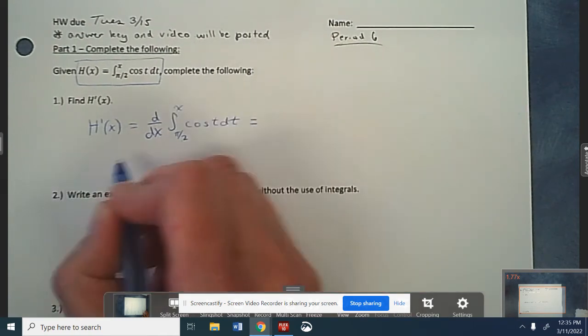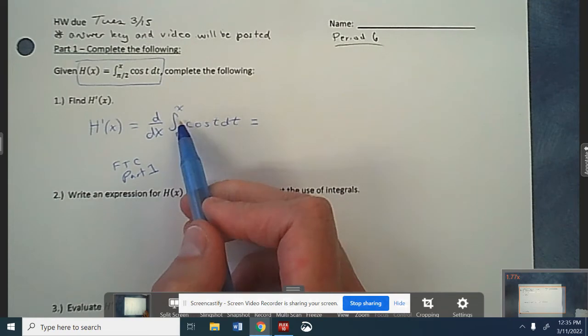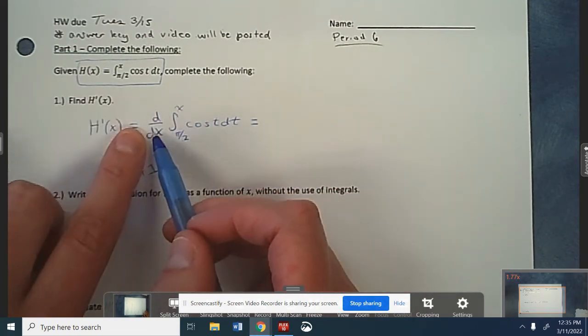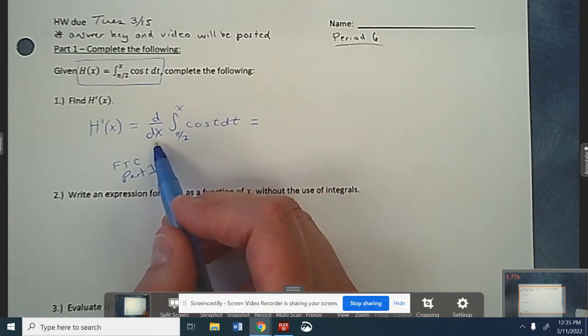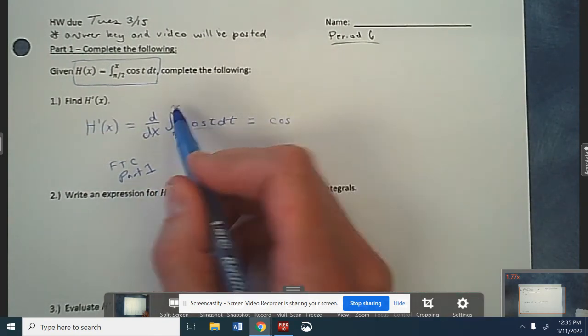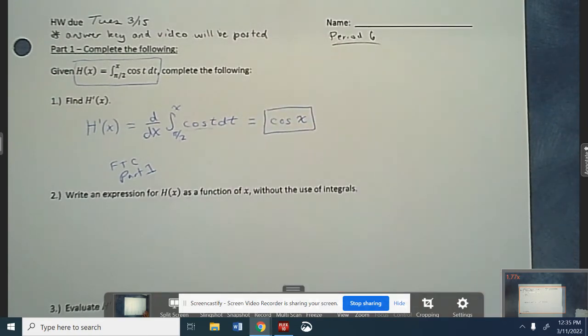So the Fundamental Theorem of Calculus part one allows us to skip the whole process of finding the antiderivative and plugging in and then finding the derivative. We can just take the shortcut that says you grab the integrand and swap the variable. So you're just going to get cosine of x for that one.